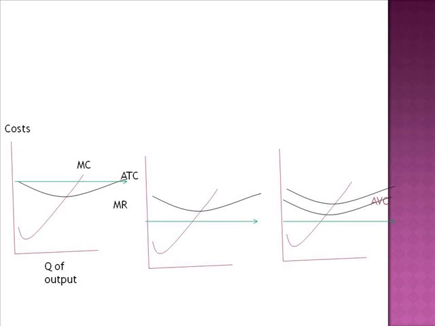So the intersection of MR equals MC. Put a little dot there on your paper. Once you do that, keep your pen on the paper. Draw a straight line down until, bam, you hit ATC. As soon as you hit ATC, draw a line over to your y-axis and shade in that rectangle. That is your range of profit. It should be a perfect rectangle from MR equals MC down to ATC.